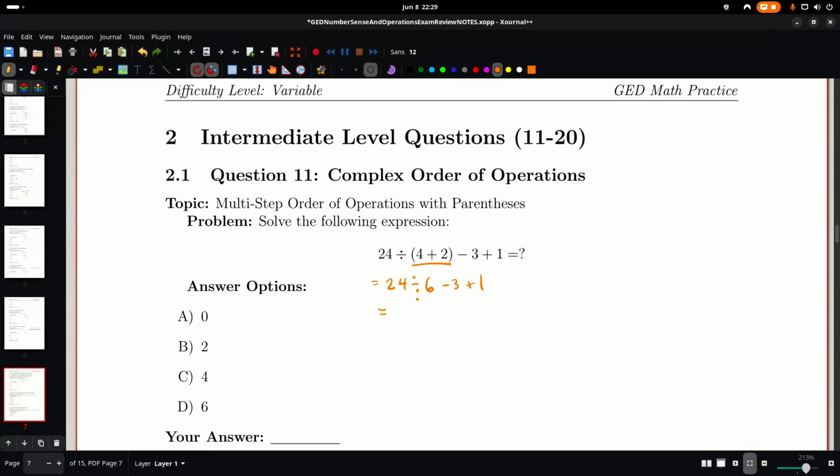Now we have to do our division. So 24 divided by 6 gives us 4, so we have 4 minus 3 plus 1. And so we have 4 minus 3 gives us 1, and 1 plus 1 is 2.